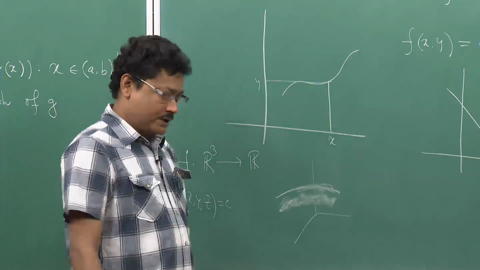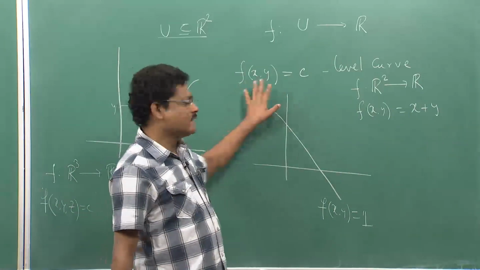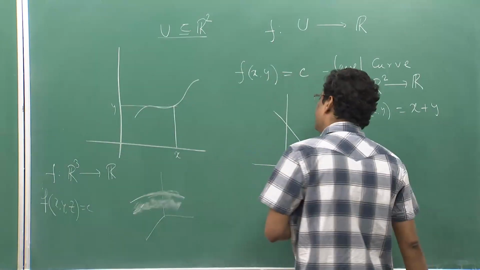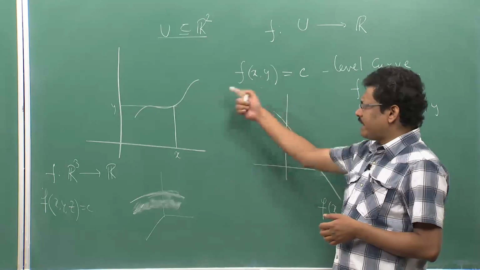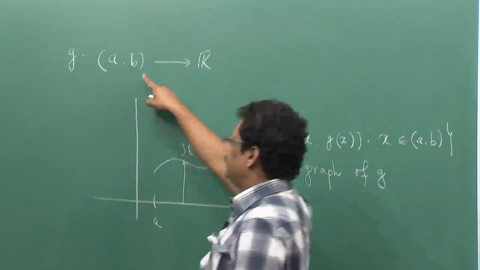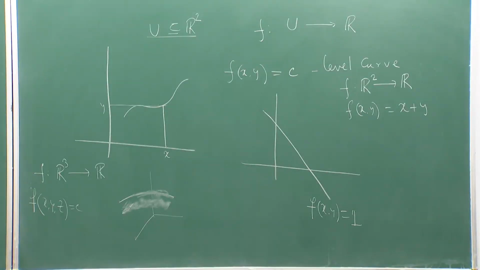Now I can ask this question for a curve: okay fine, I have a nice level curve, f is nice enough in whatever sense. Is it a graph of a function? Do I have a function g such that this level curve f(x, y) equal to c actually comes from the graph of the function g?